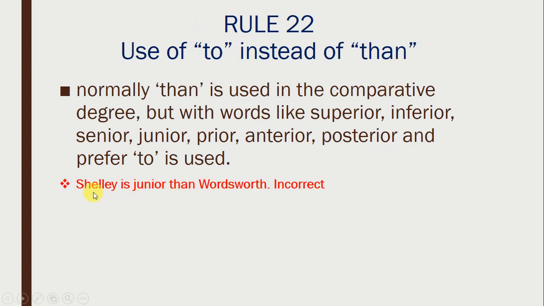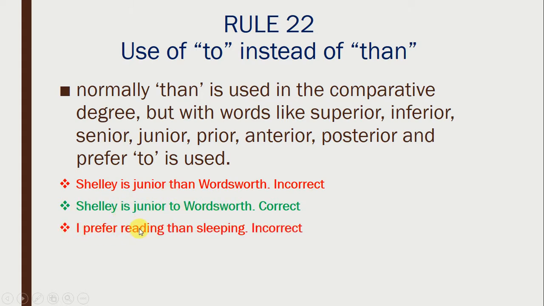For example, this statement: Shelley is junior than Wordsworth. Here we are comparing things, which means than seems right, but we are using this word junior. And what I said, when words from this list come, we will use to instead of than. So the correct sentence is Shelley is junior to Wordsworth. I prefer reading than sleeping. Reading is also in this list only. I have not written it, but it is in this list. I prefer reading to sleeping is the correct sentence.